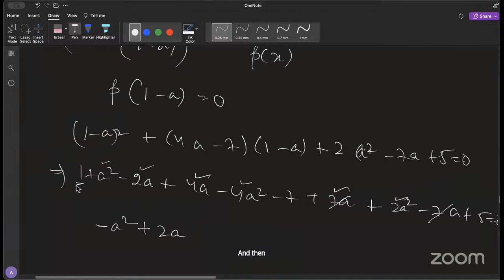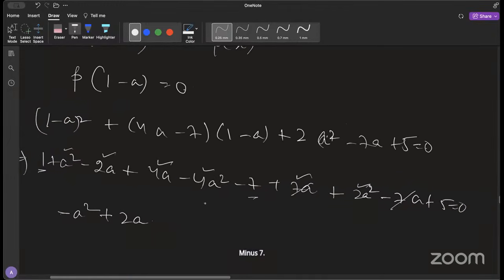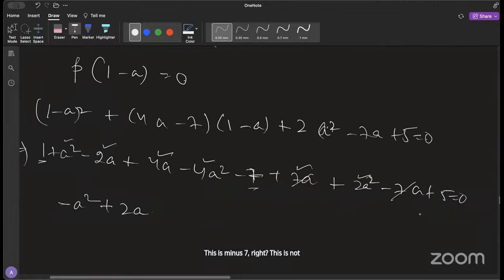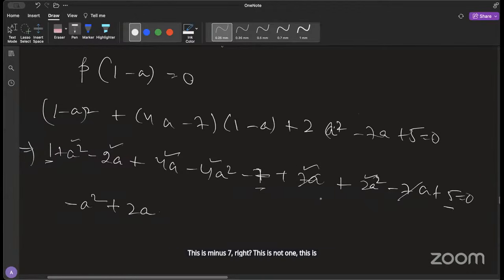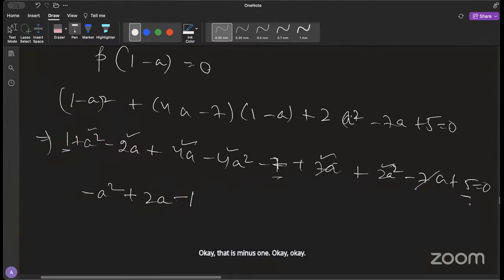And then the constant terms are these. 1 minus 7. This is minus 7, right? This is not 1. This is 5. So, okay, total that minus is minus 1. Okay, this is minus 7. Okay. So this is 0.